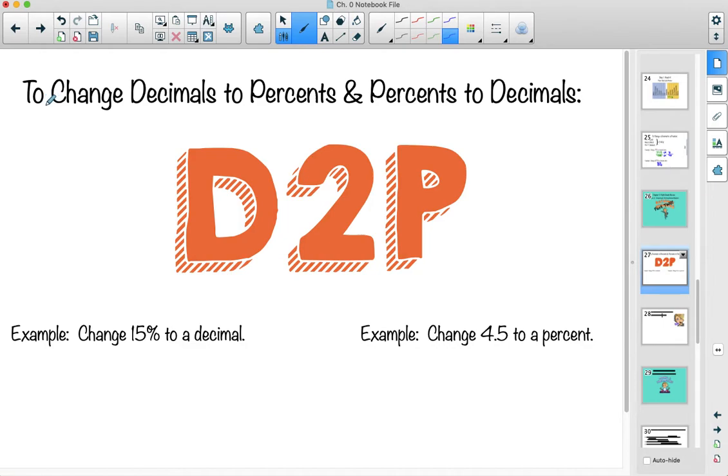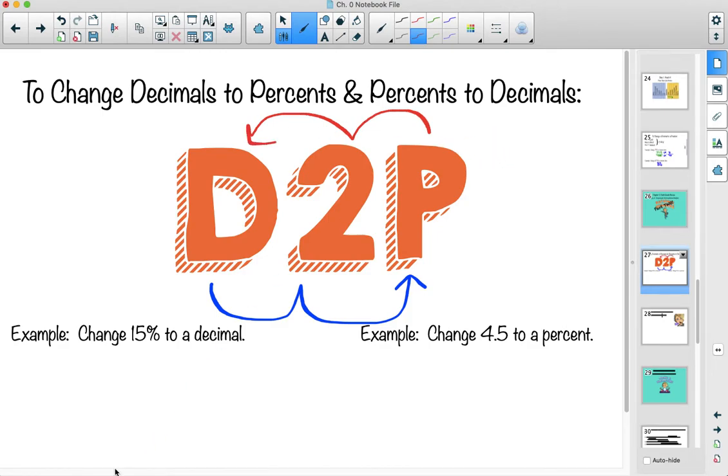No big deal. All right, so changing decimals to percents and percents to decimals. You should be very familiar with the idea of D2P. If I were you, I would just write D2P on my paper and use it to help me change decimals and percents. If you are starting off as a decimal, you grab your decimal point and drag it 2 places to the right. That's what the 2 stands for: how many places we move the decimal. If we're starting off as a percent, we move it 2 places to the left. So that's how this is very helpful to us.